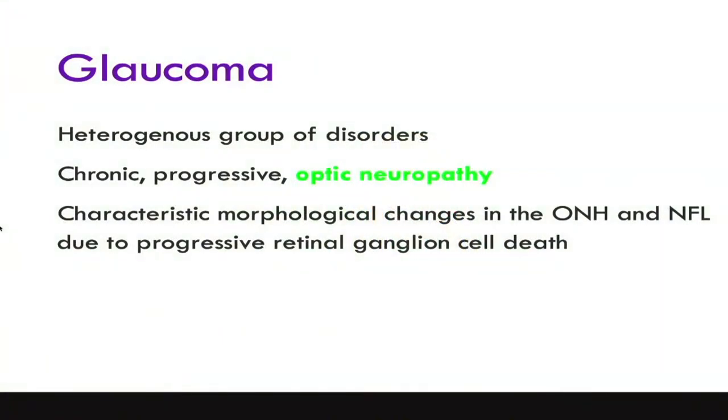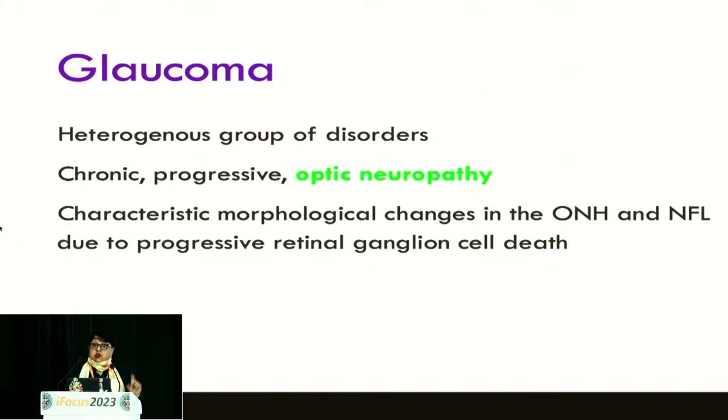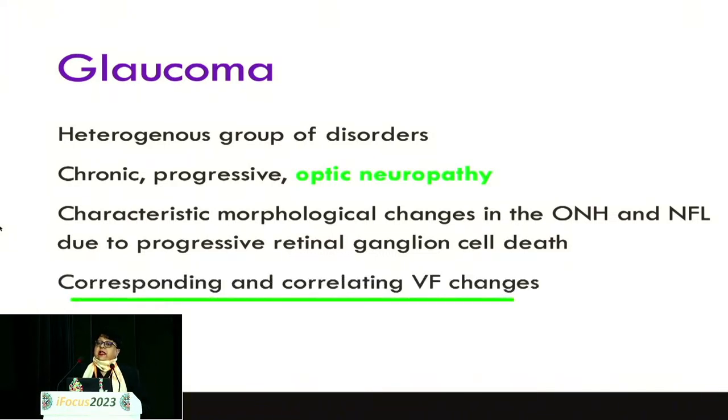All right? So just to be on the same page, every single word on this slide is important. Glaucoma is a heterogeneous group of disorders. It is chronic, it is progressive, and it's an optic neuropathy. It gives you characteristic morphological changes, not just in the optic nerve head but also the NFL, and I hope you have learned how to visualize the NFL, because it is due to progressive retinal ganglion cell death. And you have to have corresponding and correlating visual field changes. IOP is only a risk factor.